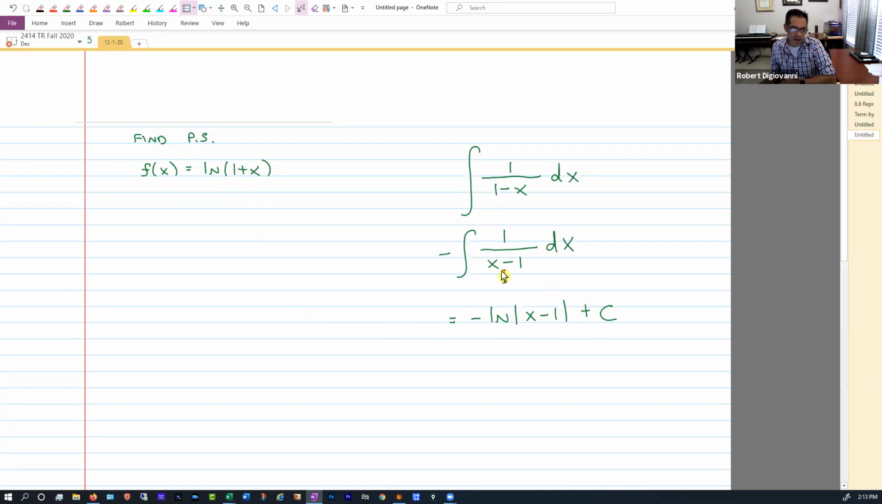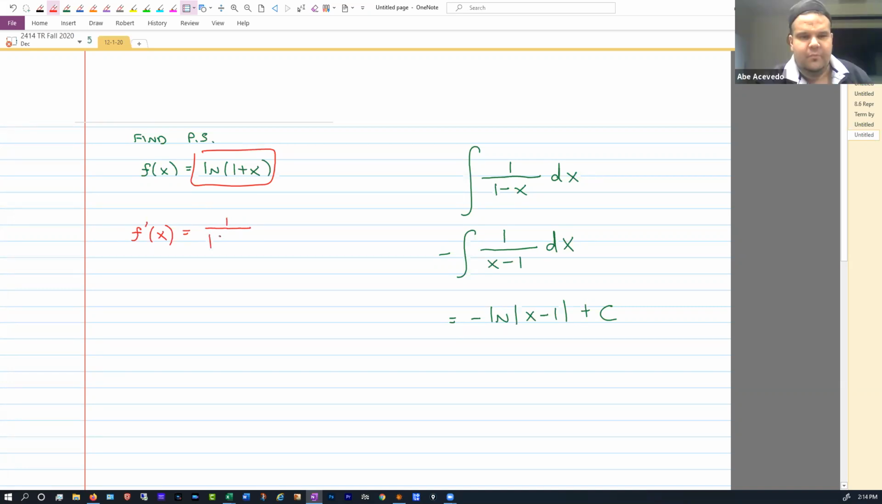This somehow connects these two together. So why don't we do this instead? What is the derivative of this function right here? That's just 1 over what? 1 plus x, right? That's all it is.